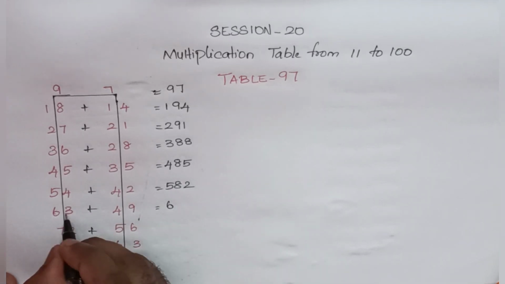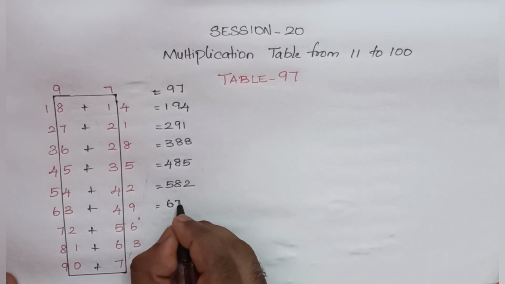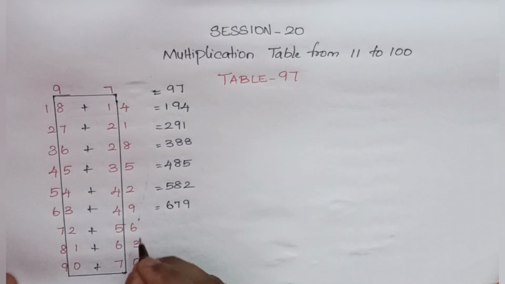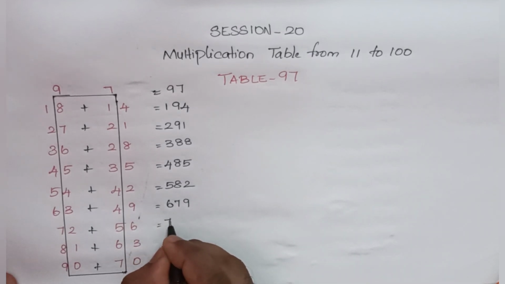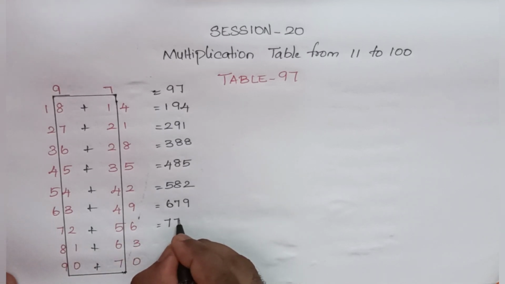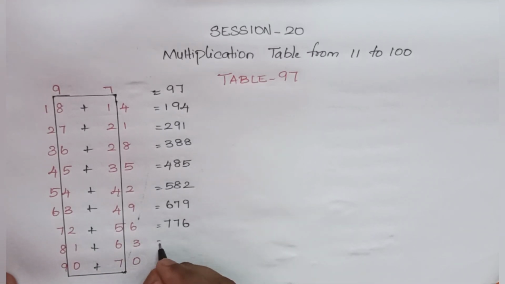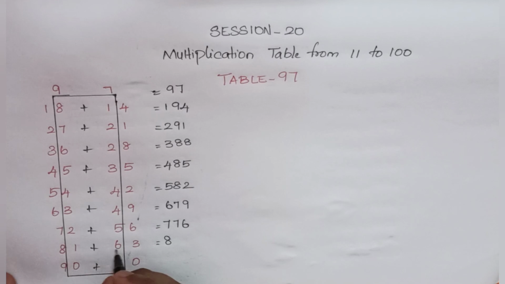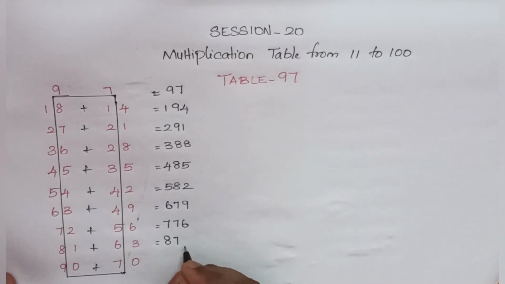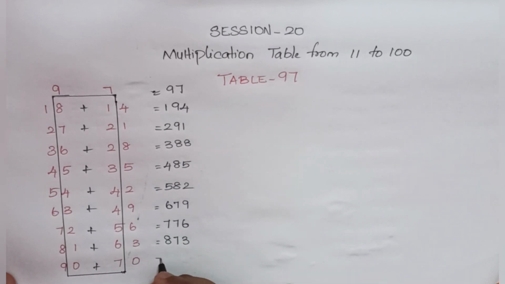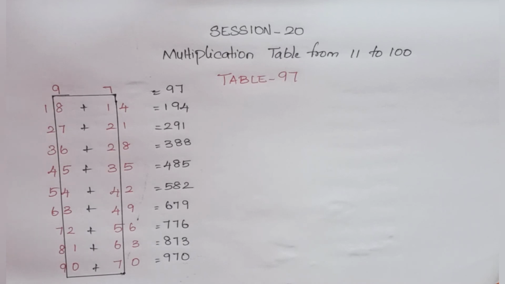6 outside, 3 plus 4 is 7, 679. 7 outside, 2 plus 5 is 7, 776. 8 outside, 1 plus 6 is 7, 873. 9 outside, 0 plus 7 is 7, 970. That's all. This is the easiest way.